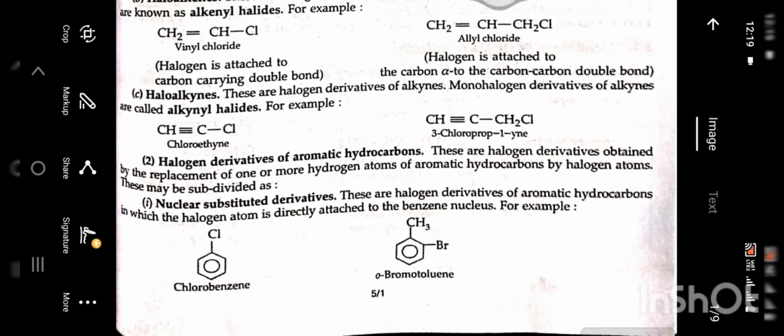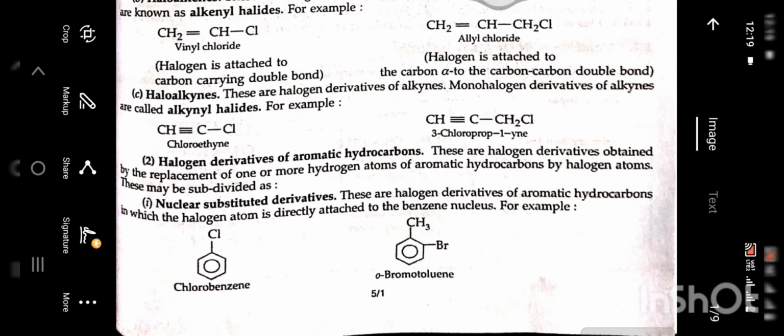The second one are the halogen derivatives of aromatic hydrocarbons. These are halogen derivatives obtained by the replacement of one or more hydrogen atoms of aromatic hydrocarbons by halogen atoms. These may be subdivided as nuclear substituted derivatives and side chain substituted derivatives.